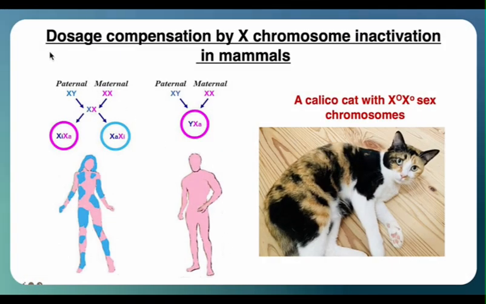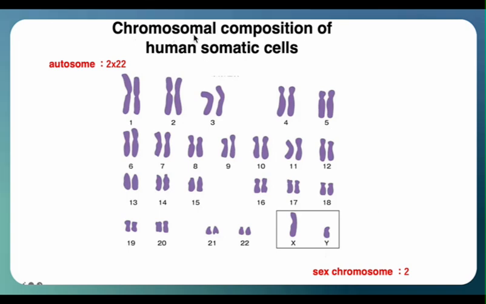This lecture explains gene dosage compensation through X chromosome inactivation in mammals. Chromosomal composition of human somatic cells. This figure shows the chromosomal composition of human somatic cells. Human somatic cells are 2n, diploid, so there are pairs of autosomes numbered from 1 to 22, in order of decreasing size. As for sex chromosomes, females have 2 X chromosomes, while males have 1 X chromosome and 1 Y chromosome.